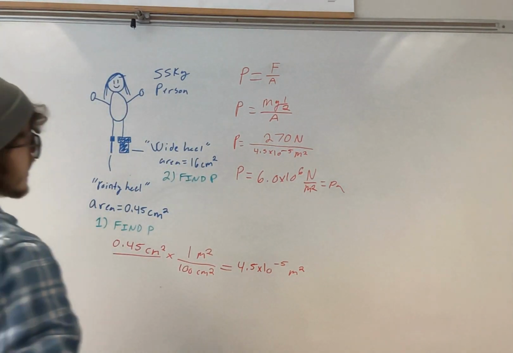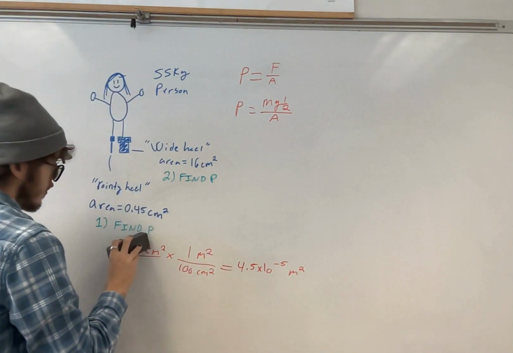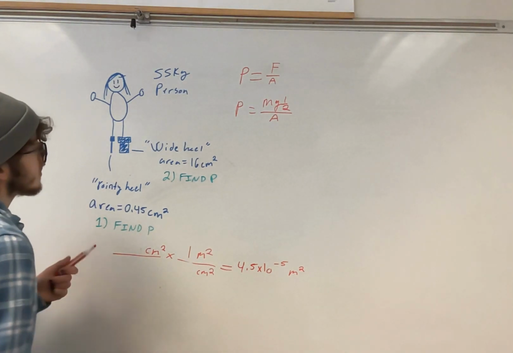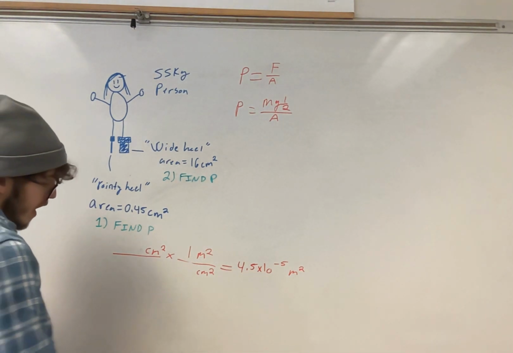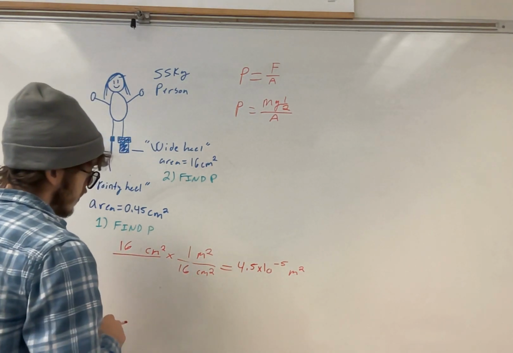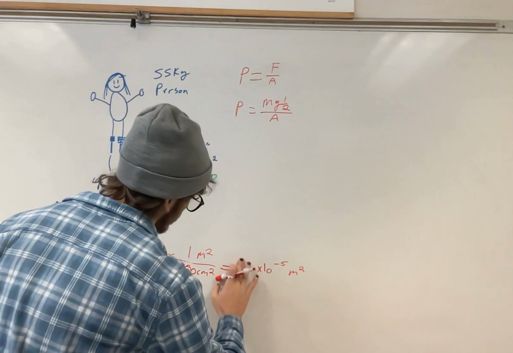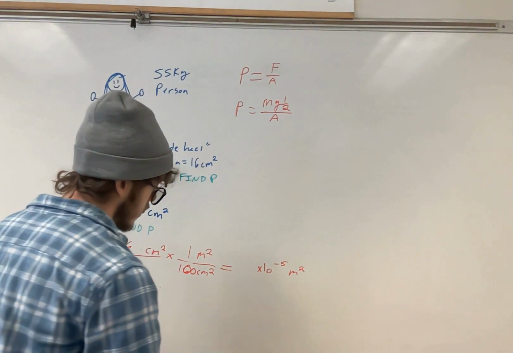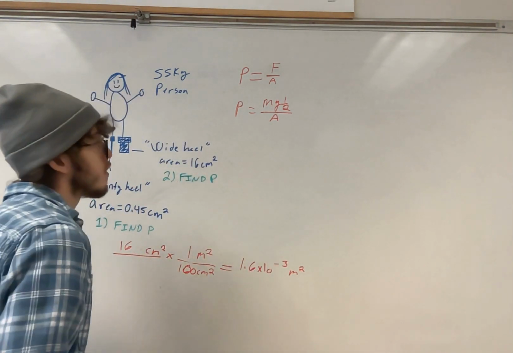Now let's find the pressure of the second heel. It's the exact same formula, so I'll just do some erasing and we'll save this formula to help us find the area. So notice that our one heel is taking a very, very, very large amount of pressure, but we'll see that the wide heel won't take as much. So 16 square centimeters, with 100 centimeters on the bottom. We do our simple conversion here. So 16 divided by 100 squared gives us 1.6 times 10 to the negative 3rd square meters.